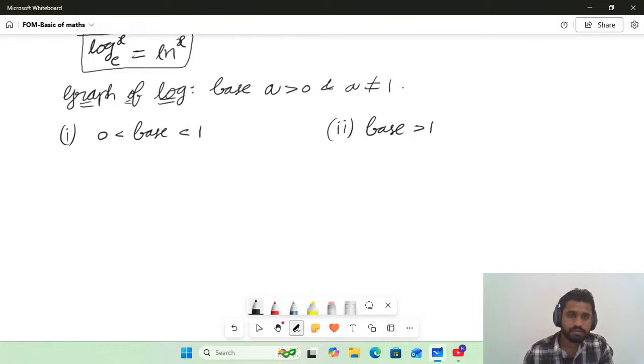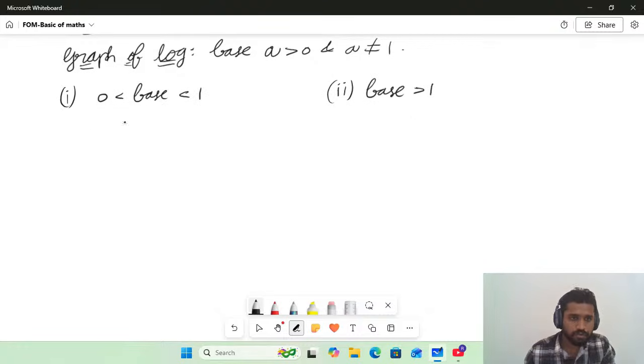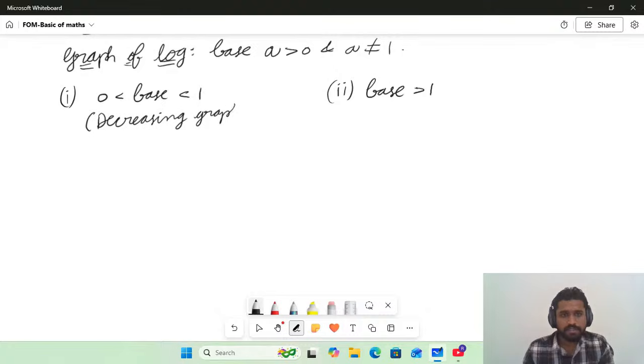Okay, any doubts in that? Graph of logarithm, if base is lying between 0 and 1, you'll get a decreasing graph, and base greater than 1, you'll get an increasing graph. So what is the behavior of the logarithm if base is lying between 0 and 1? It behaves as a decreasing graph, and base greater than 1, it behaves as an increasing graph.